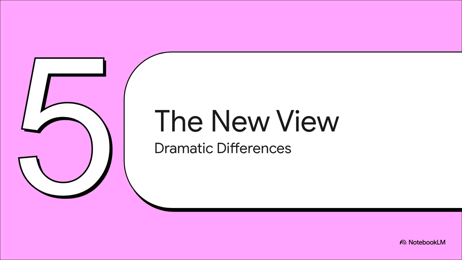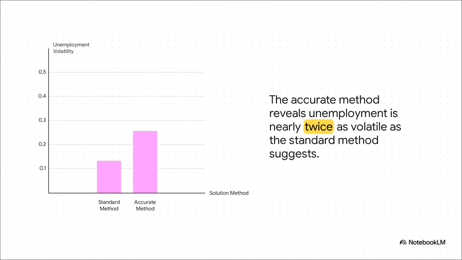What's the payoff? What does this new, clearer picture of the job market actually show us? Let me tell you, the results are pretty dramatic. Just take a look at this. This chart shows the volatility of unemployment predicted by both methods. The standard, blurry method gives you a volatility of 0.133, but the accurate method shows a volatility of 0.257. That's not a small difference, that is nearly double. The economy is so much more turbulent than the old tool ever led us to believe.